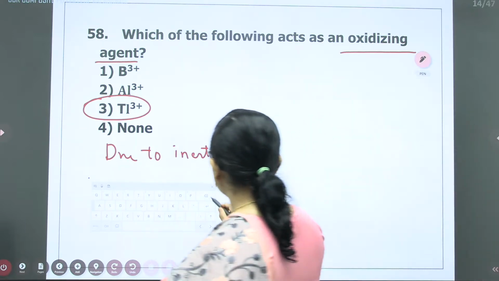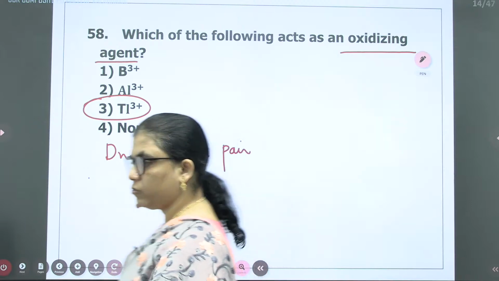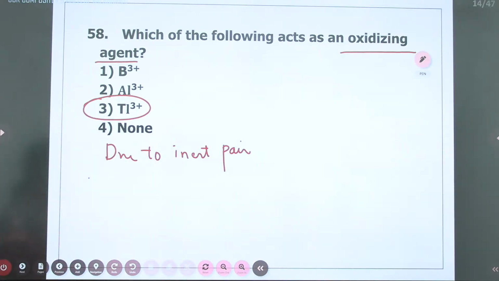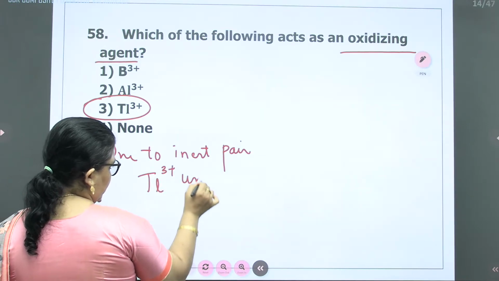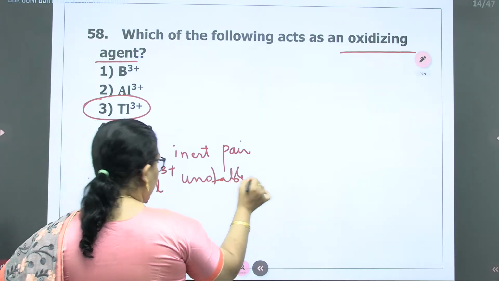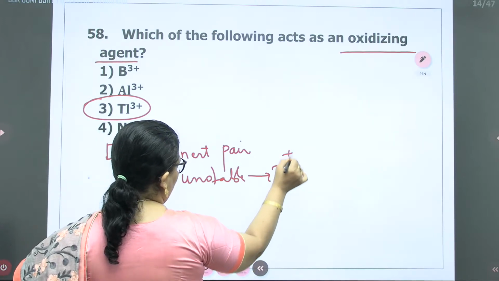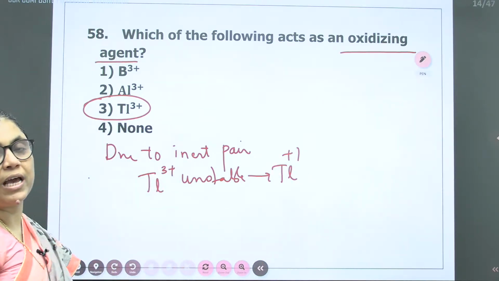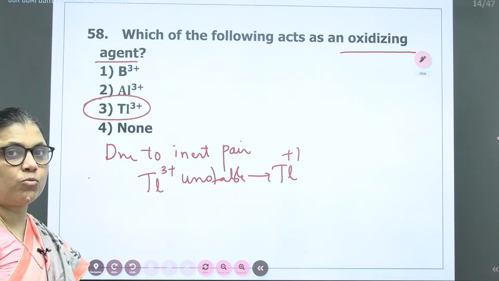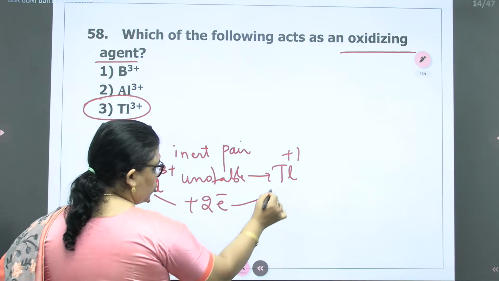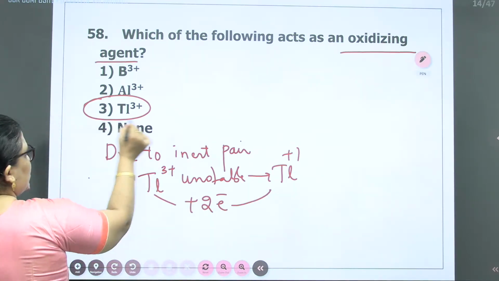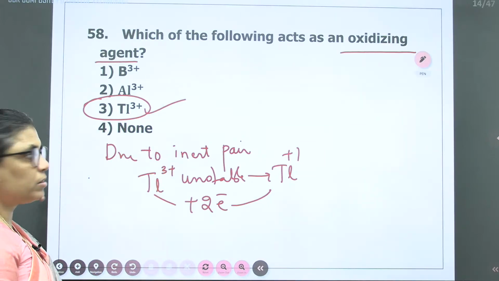Okay, so here in the case of this one, what they said in question number 58 is that due to the inert pair effect, Tl3+ is unstable. It can be reduced to Tl+ by accepting what? By accepting electrons. That's why the answer will be the third option.